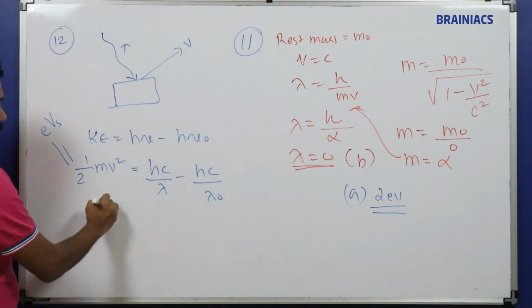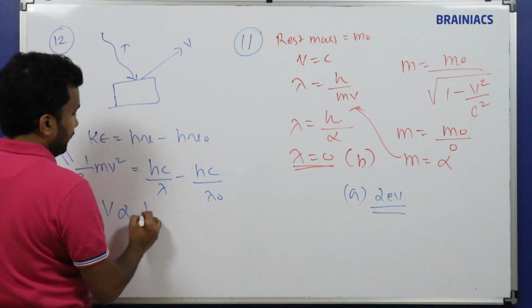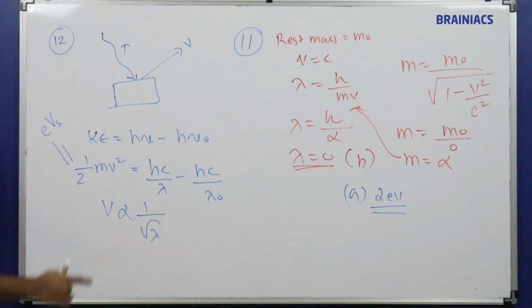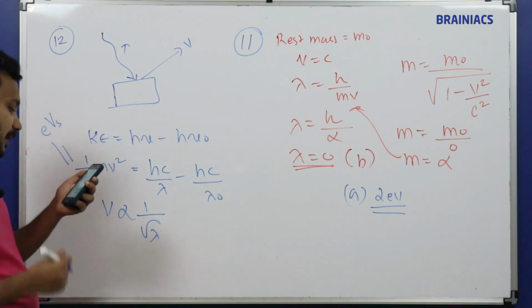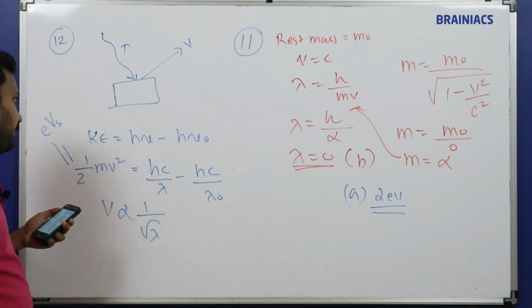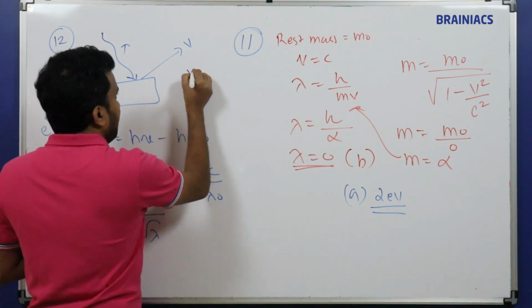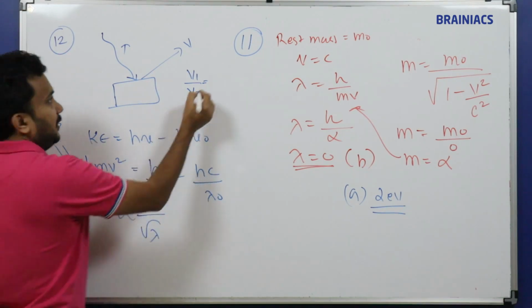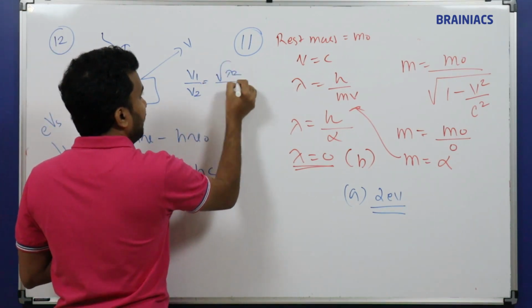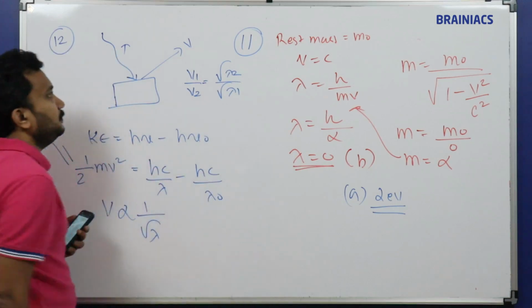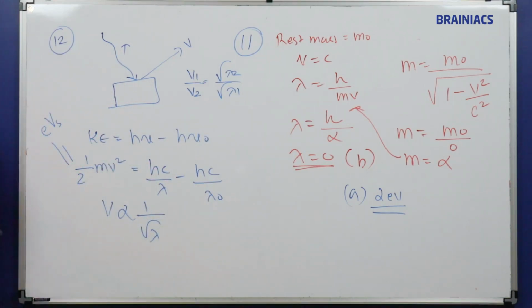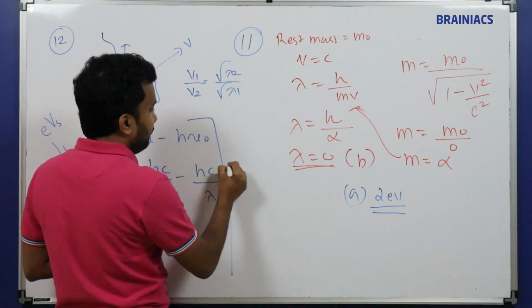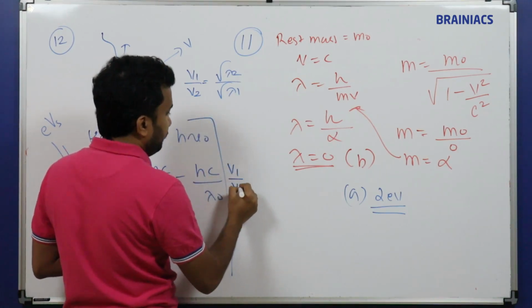But from this one I know v is proportional to 1 by root lambda. This is very clear. In the question they have given 2 lambdas, so we will substitute, and we know v1 by v2 is equal to root lambda 2 by root lambda 1, or lambda 2 by lambda 1. Both are fine. So we'll simplify v1 divided by v2.